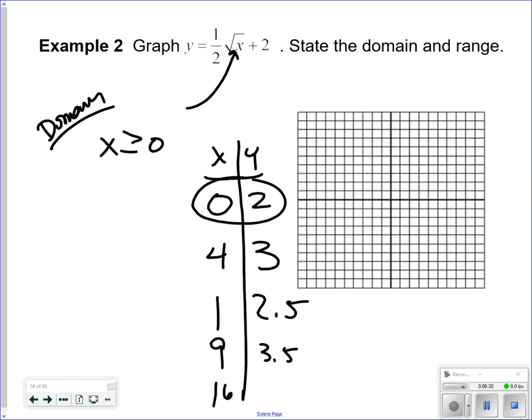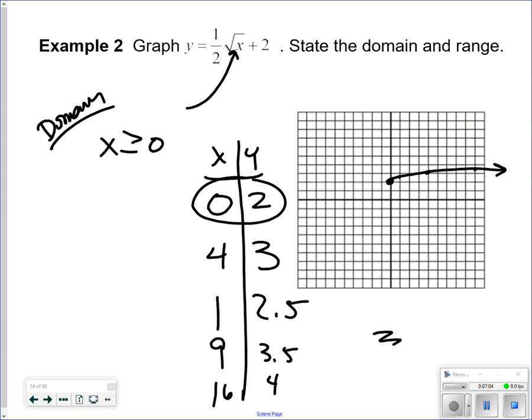So the square root of 16 is 4. 4 times a half is 2. So again, these are all ones that you could pick. The only one that you have to have is the 0, 2. For some reason, my board is only letting me go in black. So 0, 2, 4, 3. And again, the other ones like 9, 3.5, 1, 2.5, those are all options for you to graph.